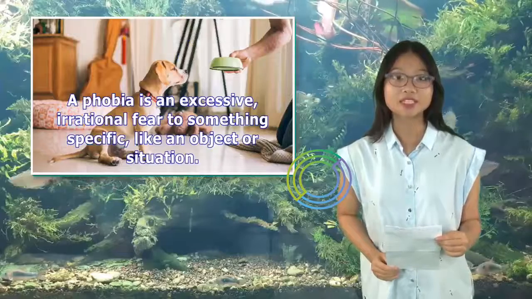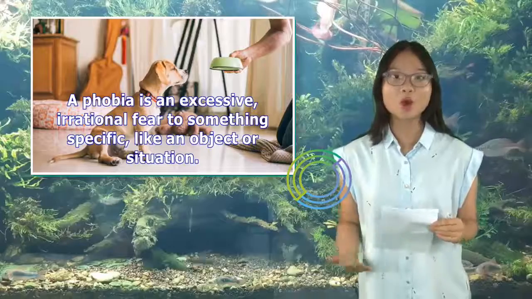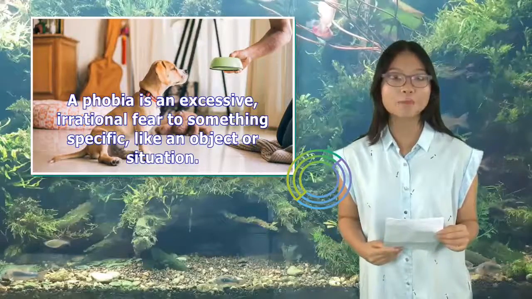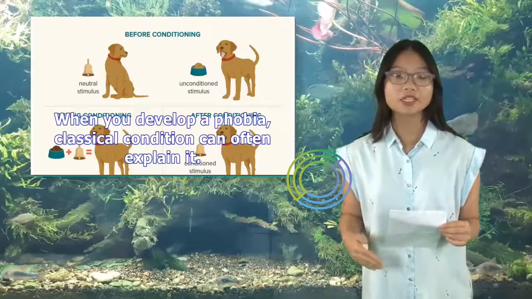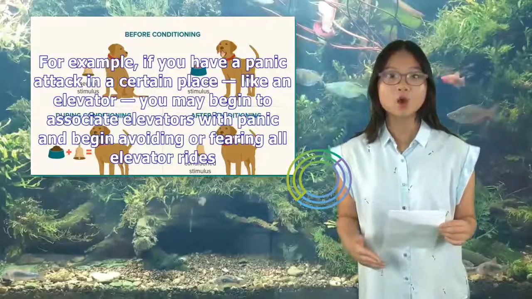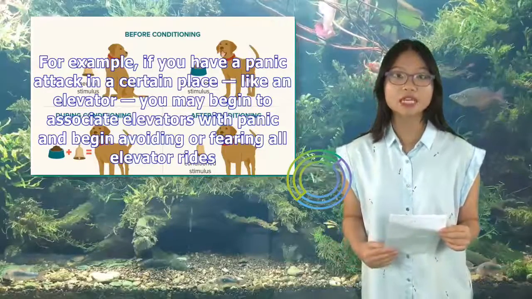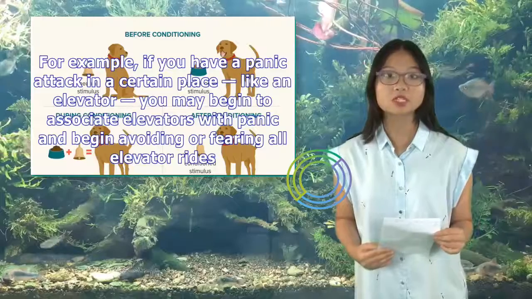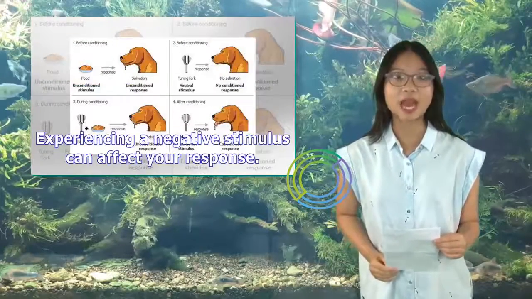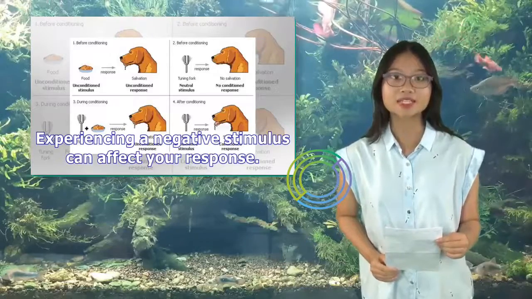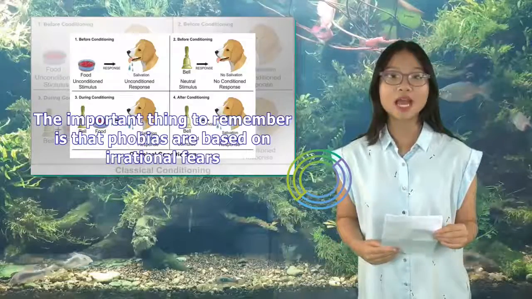A phobia is an excessive, irrational fear of something specific, like an object or situation. When you develop a phobia, classical conditioning can often explain it. For example, if you have a panic attack in a certain place, like an elevator, you may begin to associate elevators with panic and begin avoiding or fearing all elevator rides. Experiencing a negative stimulus can affect your response. The important thing to remember is that phobias are based on irrational fears.